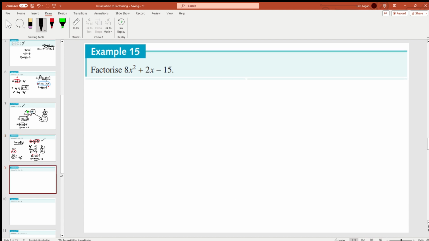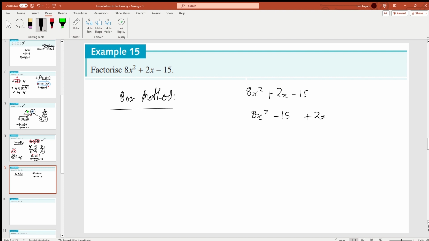Okay? Right, so example 15, we're going to be doing a similar thing. So at the start, I think, alright, can I factor out anything straight away? No, I can't, because you've got 8 at the front and a 2 here and a minus 15. So what we're going to use is the box method again. So I've got 8x squared plus 2x minus 15. I'm going to rewrite it like this: 8x squared, minus 15, positive 2x.